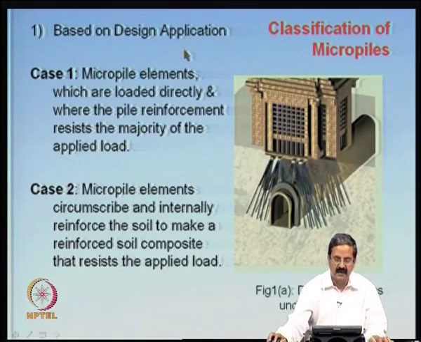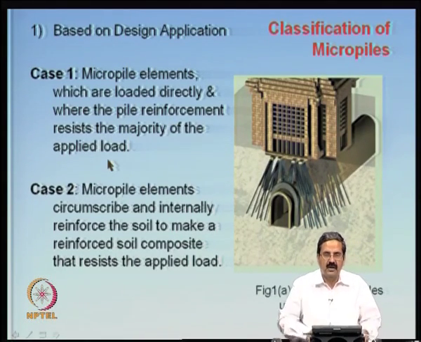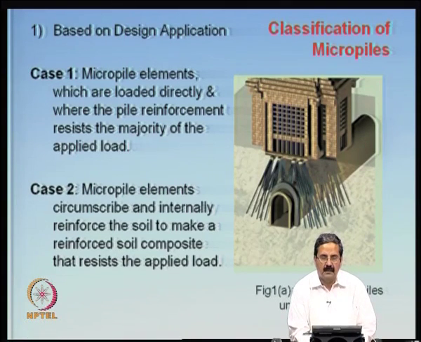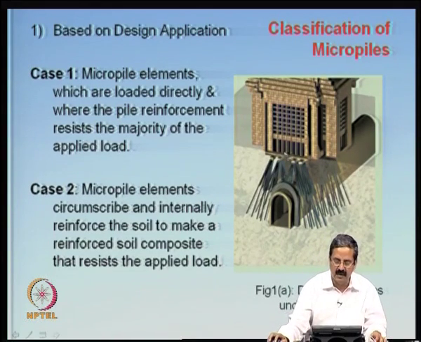The classification is based on the design application. Case 1 is micropile elements when loaded directly. There are some cases where the load comes directly on them, so the pile reinforcement resists the majority of the applied load. Similar to our pile design, the total vertical load comes on the pile. Instead of the pile it comes on the micropile now, and we need to have a series of small diameter piles. That is case 1.